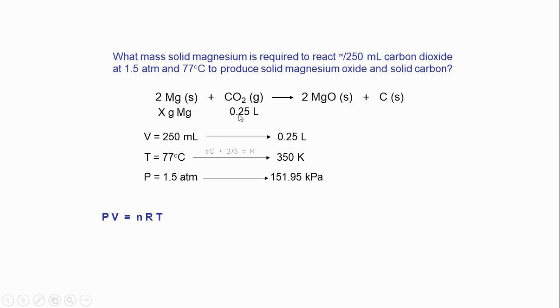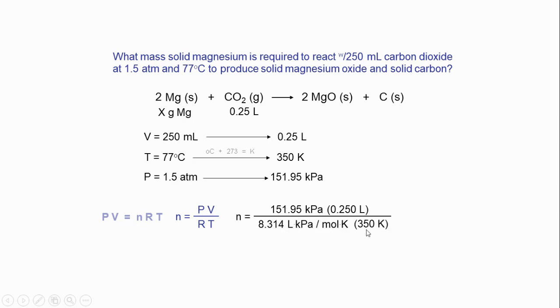Now, look at what's happening here. I've got a volume of a gas not at STP, so I'm probably going to use the ideal gas law. I'm going to solve for number of moles. I know pressure, I know volume, I know temperature, and I know R. So I can plug everything in. There's my pressure, my volume, my temperature, and because my pressure is in kilopascal, I'm using 8.314.